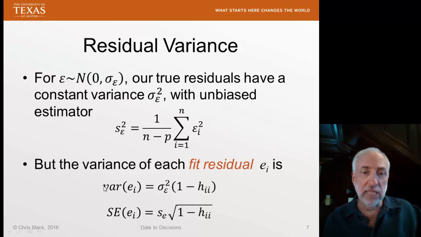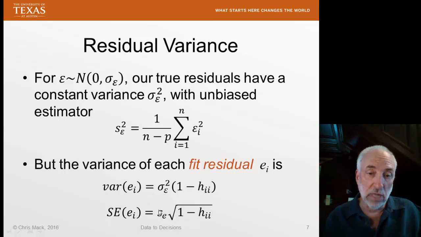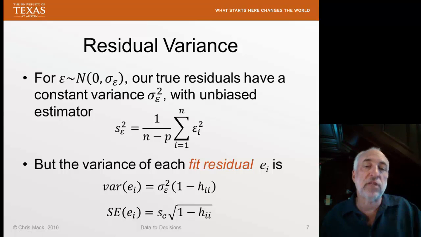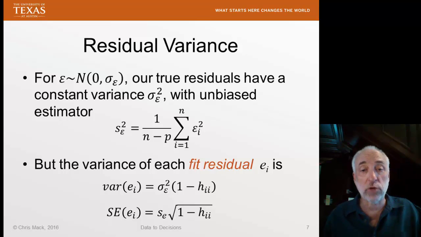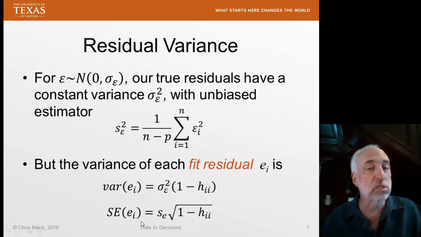Well, the variance of each of these residuals is not constant. It's the true variance of the residuals multiplied by 1 minus the leverage. The standard error of each residual then is the square root of that, and we'll estimate the variance of the residuals by our unbiased estimator. The square root of that is the standard deviation of the fit residuals. So using that as our estimate, we see that the standard error of each individual residual is the standard deviation of all the residuals multiplied by the square root of 1 minus the leverage. You can see what's going to happen here. When the leverage approaches 1, the standard error of the residual goes to 0.